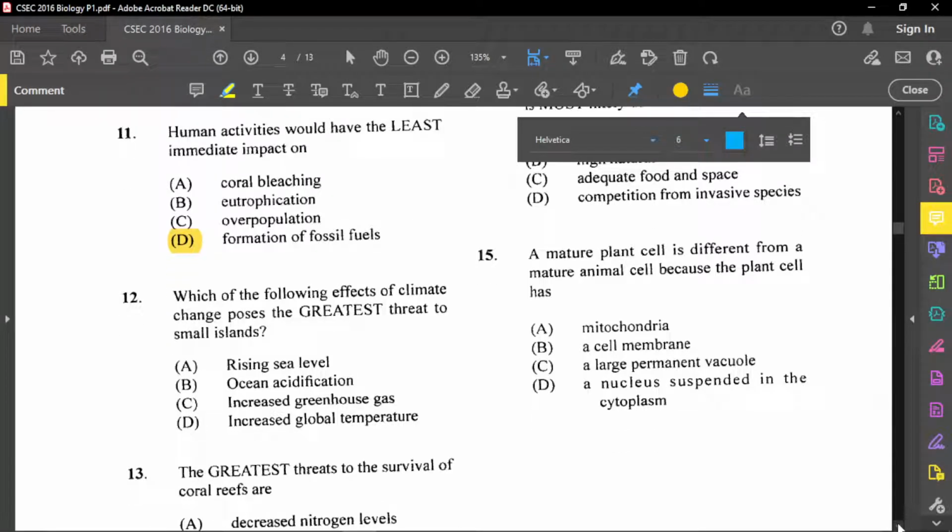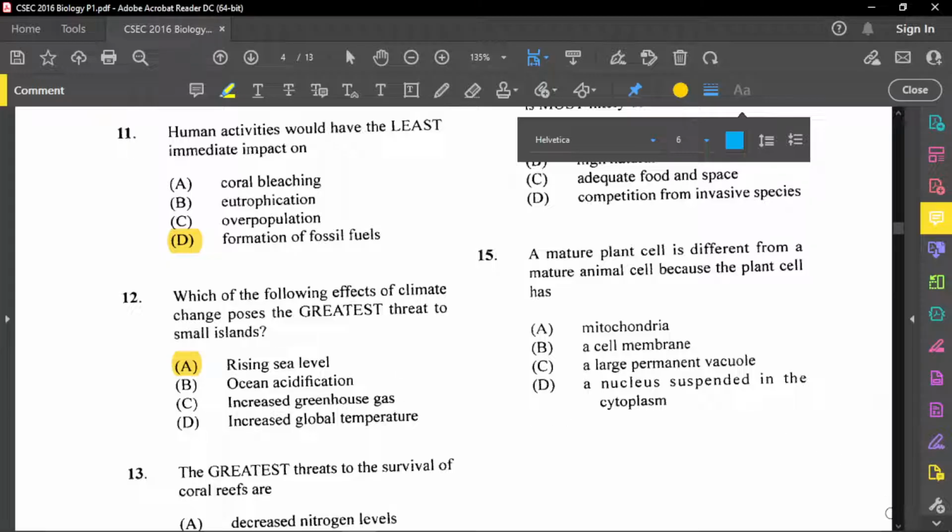It said, which of the following effects of climate change poses the greatest threat to small islands? And if you look at it carefully, think about the word small island, right? When you have global warming and the sea level starts to rise, small islands may end up disappearing. So option A is a good choice right there. Ocean acidification, yeah, that may be a serious threat, but it won't be as devastating as rising sea level, right? Because the island can disappear if sea level rises to a certain level.